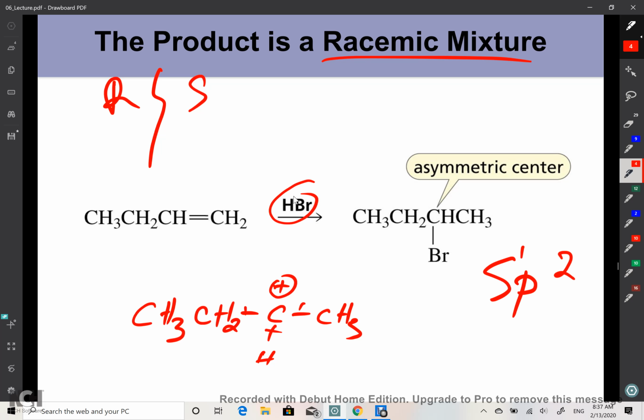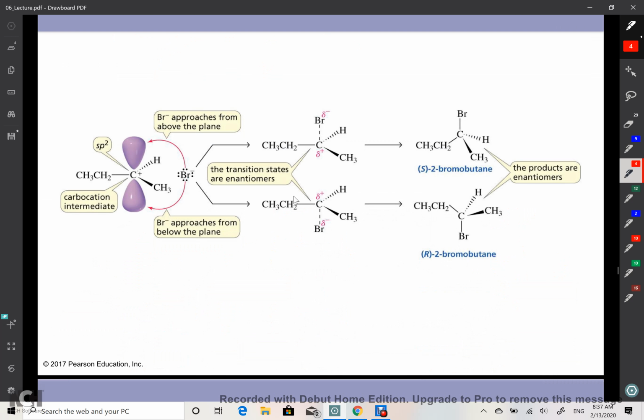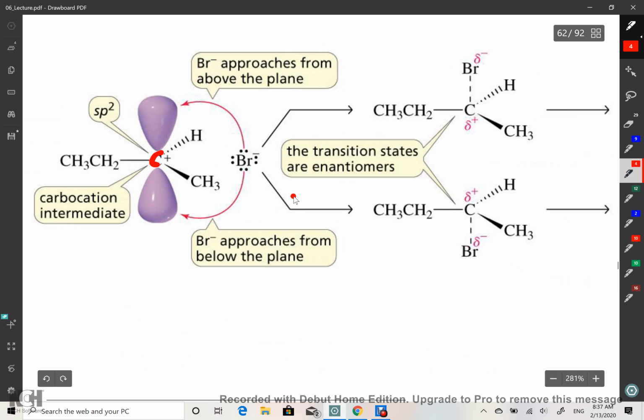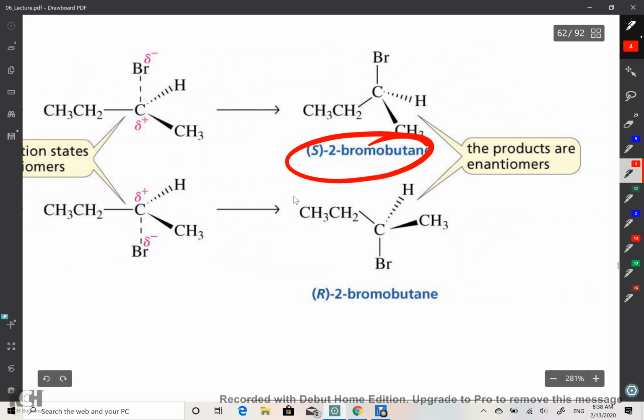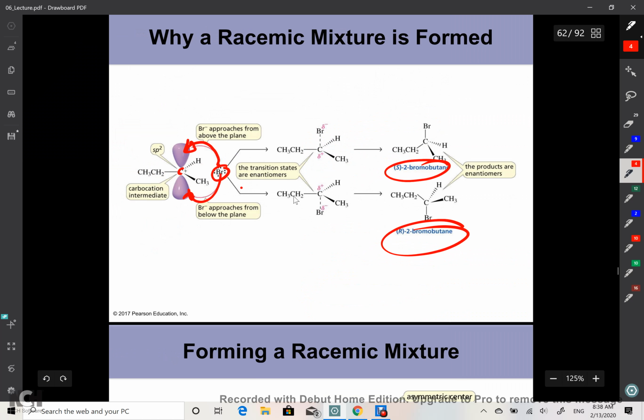Does that make sense? So if you want to see that in picture form, this is what it will tell you. In picture form, you have your carbocation over there, which is a flat molecule with the p orbitals hanging around. And so your nucleophile, which is bromine, has an equal chance of attacking from above or from below. And when it does that, you end up forming your product. Does that make sense? And you form them in equal proportion, the R and the S. And so that gives you a racemate.